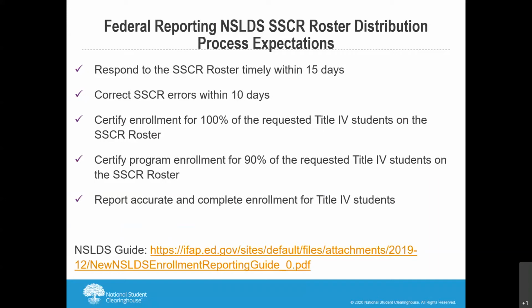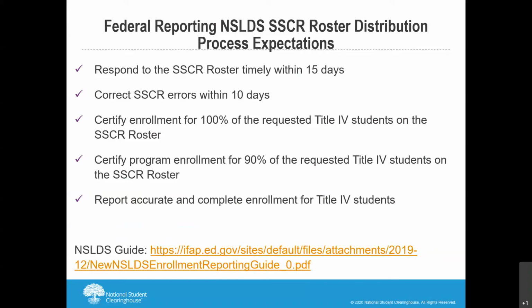And when we're talking about the roster distribution, what I mean by that is it's the list of students that NSLDS creates that they are asking for Title IV for your school. And we have that distribution set up monthly. So we receive roughly 12 a year for your institution. One of the expectations is once we get the roster, there is a timeliness expectation to respond to the whole roster. So we respond, and that has to be within 15 days.